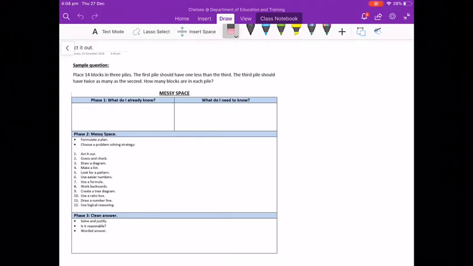Today we are looking at the acted out problem solving strategy within the messy space framework. I'm going to start by reading the sample question. Place 14 blocks in 3 piles. The first pile should have one less than the third. The third pile should have twice as many as the second. How many blocks are in each pile?